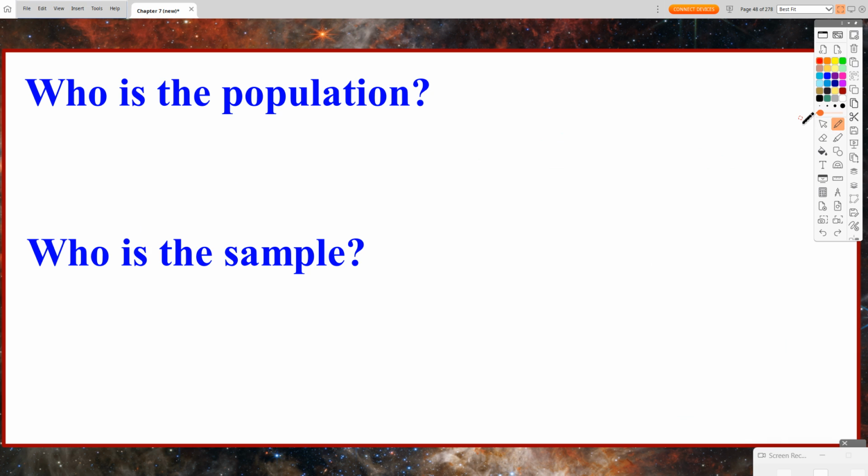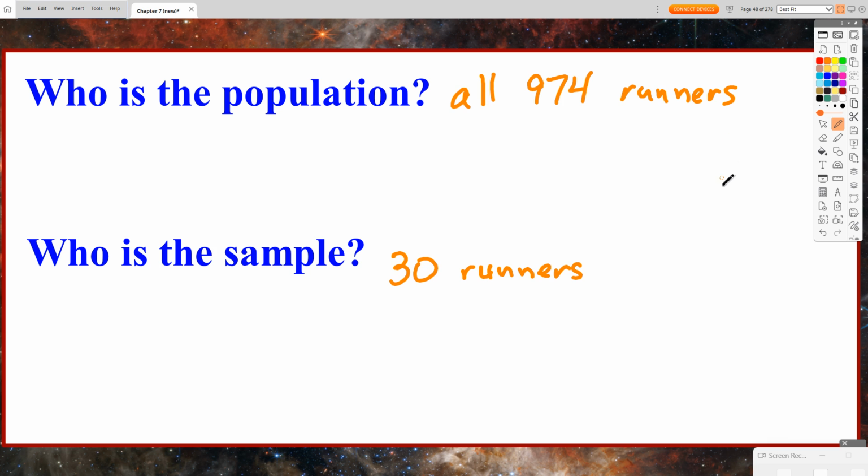So our questions, we are really just going to focus on, well, we'll do both. Question 1 and question 2. So who is the population? Our population is all 974 runners. Now, who is the sample? Well, previously we took 3 different types of samples. We took samples of size 10 runners, 20 runners, 30 runners. I would say let's focus on the big one for now. So who is the sample? We'll say our sample of 30 runners that we took previously. So the population is all 974 runners, but we're only collecting information from 30 of our runners.